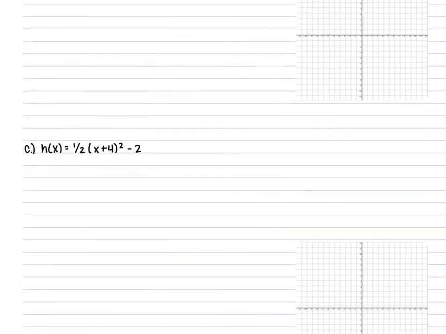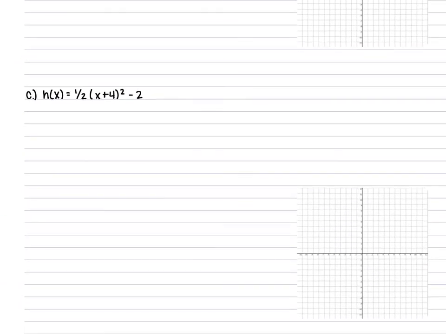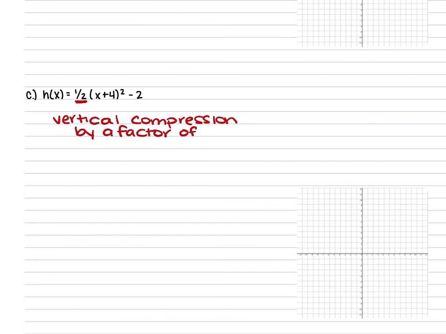And lastly, for example C, we have h of x is equal to 1/2 times x plus 4 squared minus 2. We're going to start with this 1/2. That 1/2 is a number between 0 and 1, and it's in front of the parentheses. So that means that we have a vertical compression by a factor of 1/2.